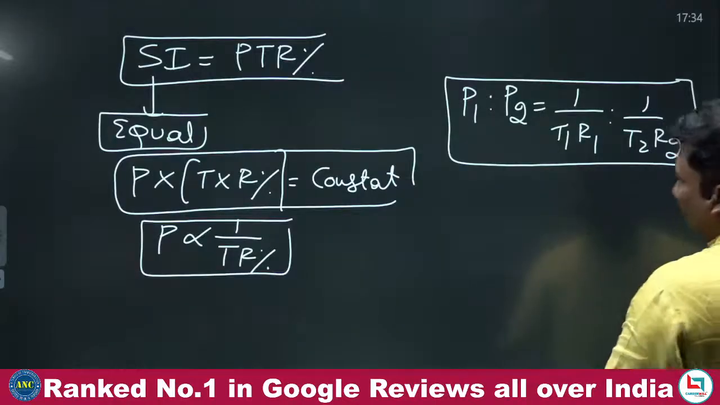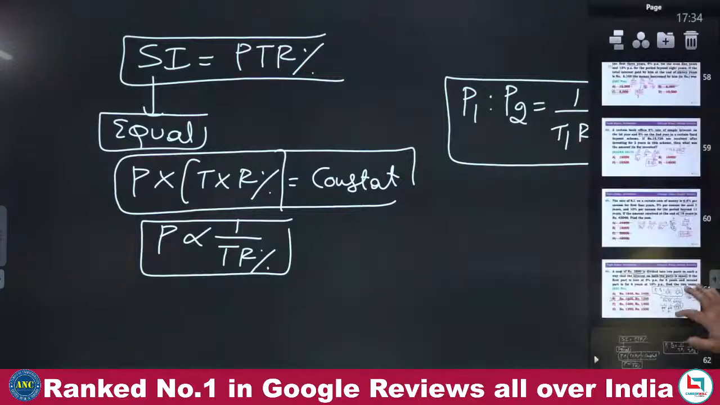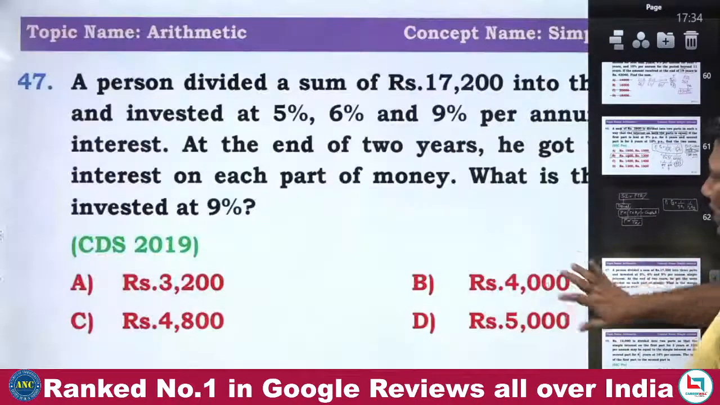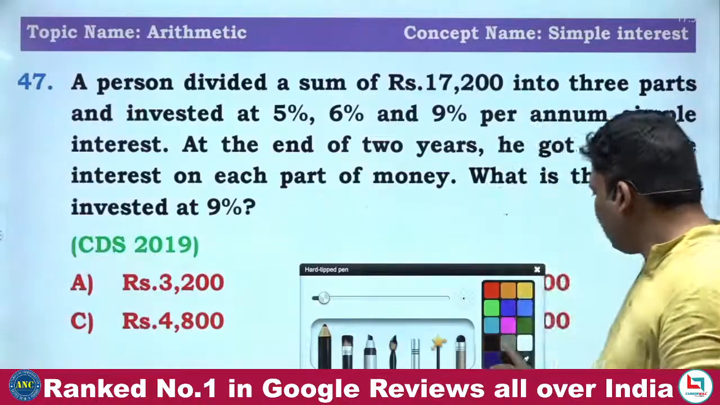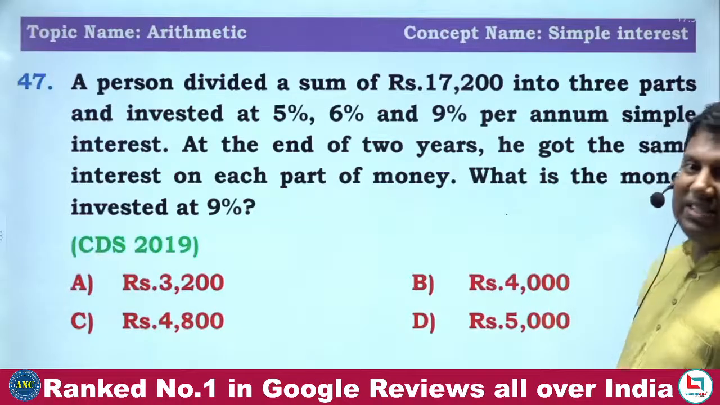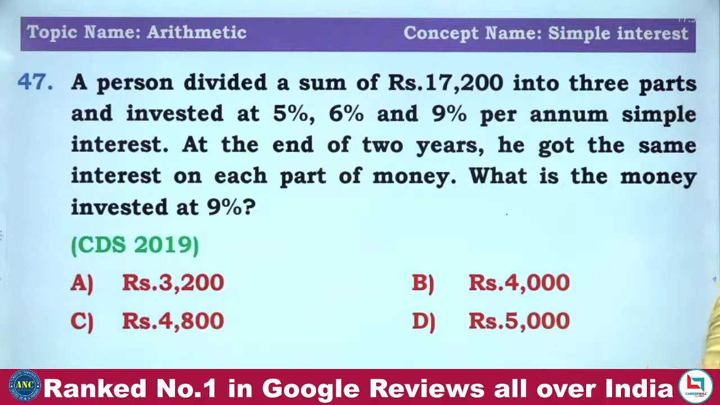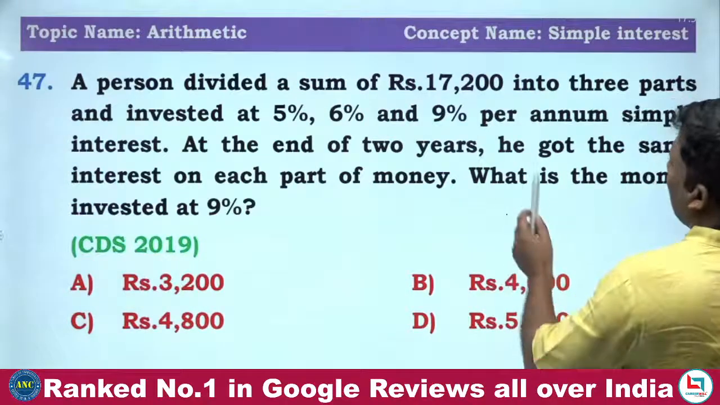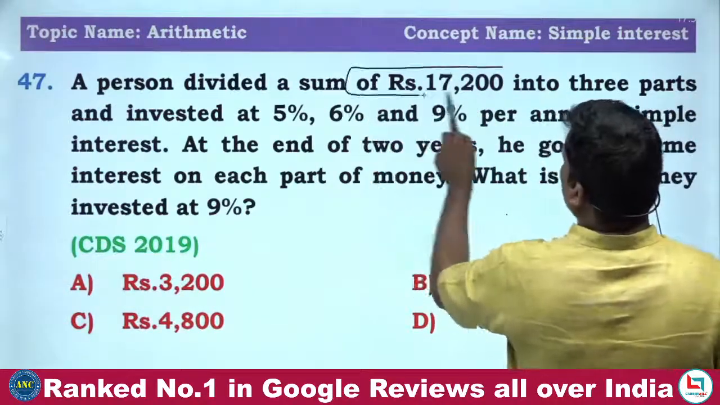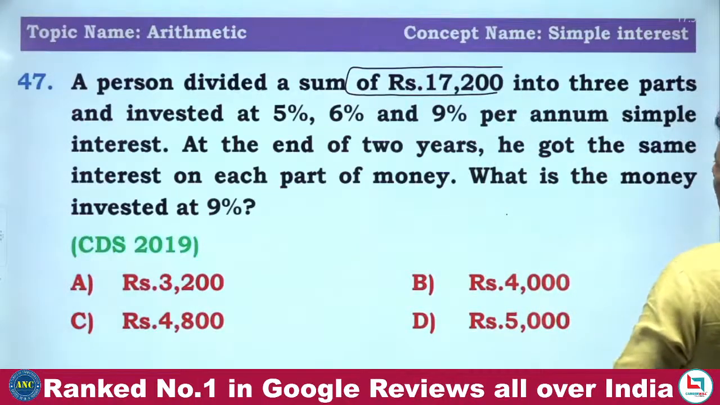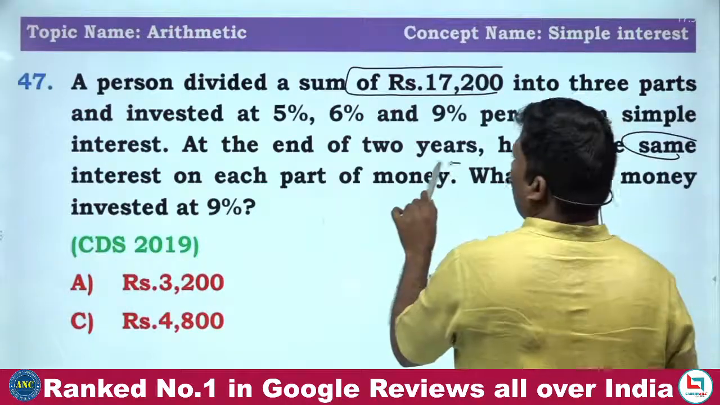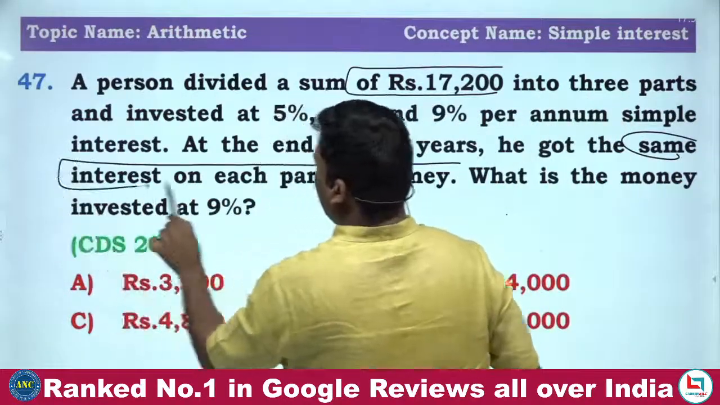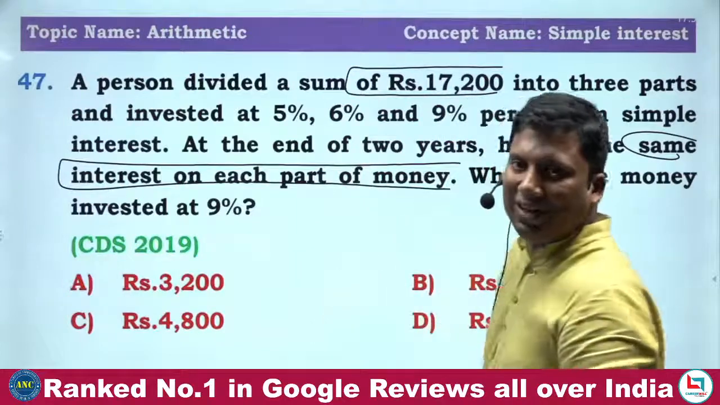Next one. This concept is very, very important. Let us solve this question. Read the question. This is a CDS 2019 question. A person divided a sum of 17,200 into 3 parts such that at the end of 2 years he got the same interest on each part of the money.